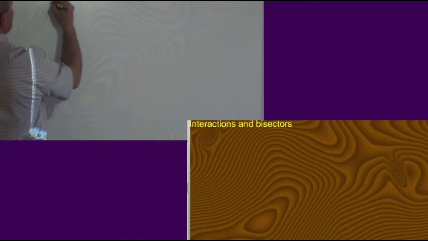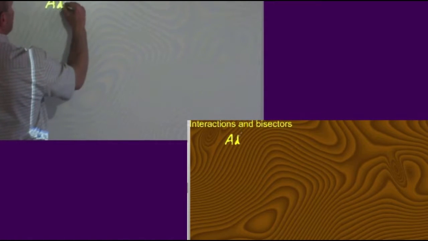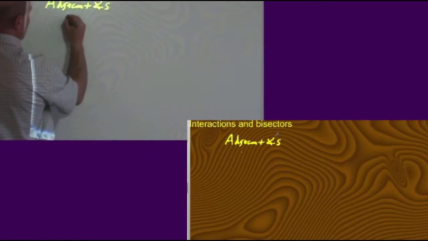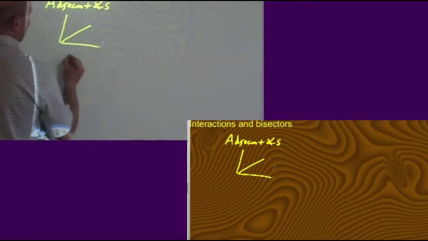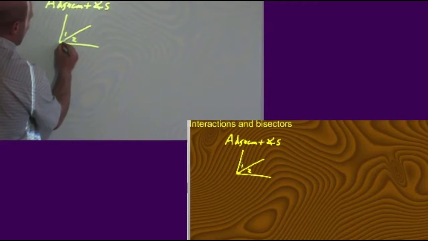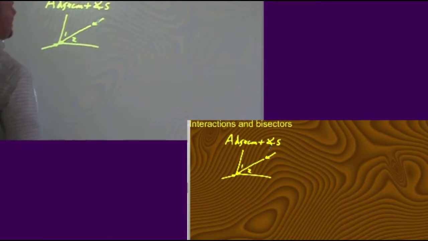So the first thing is we have what's called adjacent angles. Adjacent angles are more or less angles that are next to each other. Okay, so adjacent angles would be this situation. Angle 1 and angle 2 are adjacent. They share the same vertex, and they share a side that makes them adjacent.